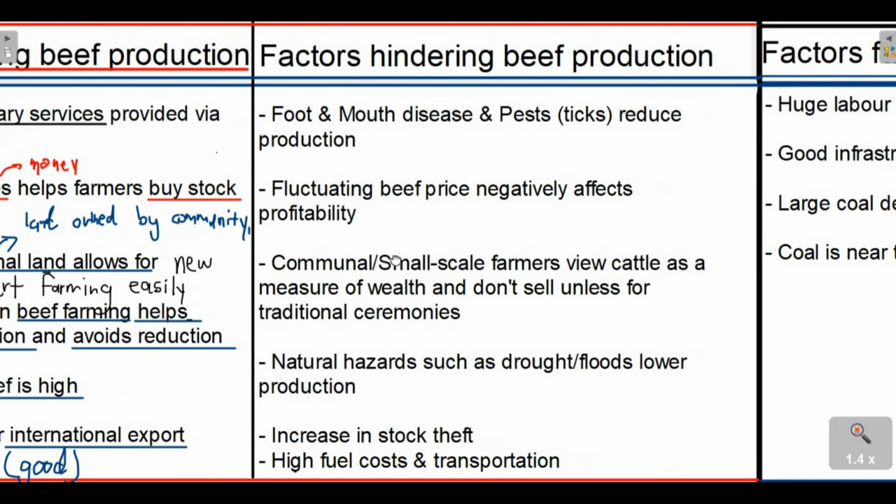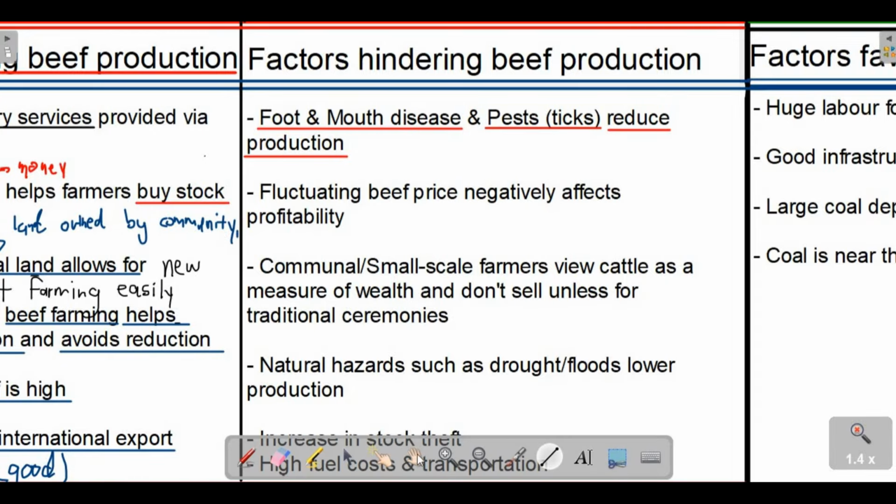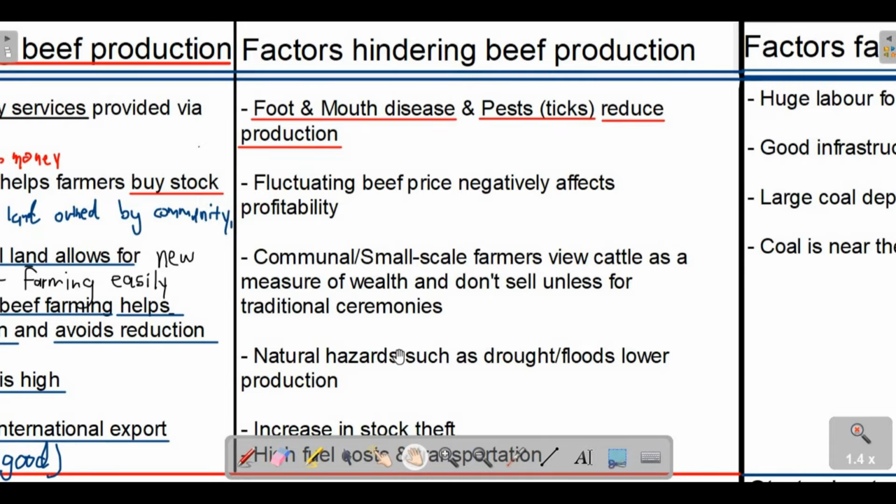Now let's head on to factors that hinder beef production. What are the reasons why I would say no, I don't want to be part of the beef industry because of this and this and this? So it's because of, first of all, these are cattle, and so they get diseases. Okay, so foot and mouth disease is one of the most common ones. This results in the reduction in production because now you're going to lose these cattle due to these diseases and due to pests as well. They can get sick, and this is not good because now you're going to lose cattle. Business is not going well, and so you might even quit.